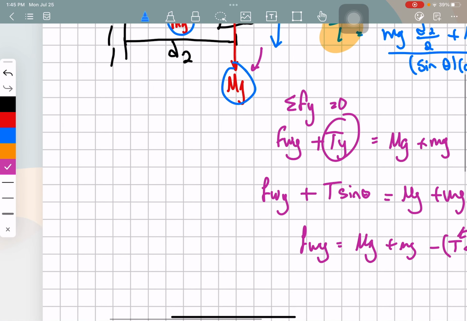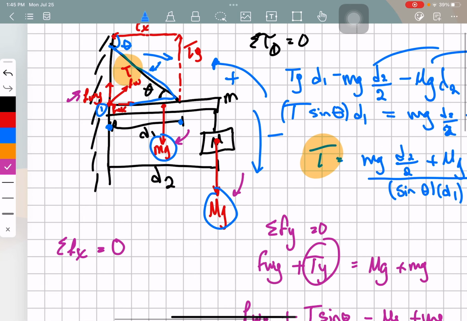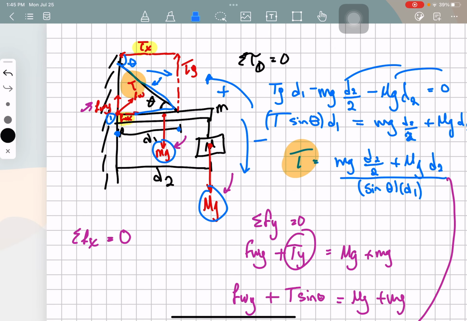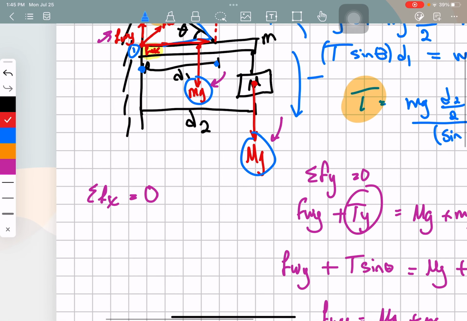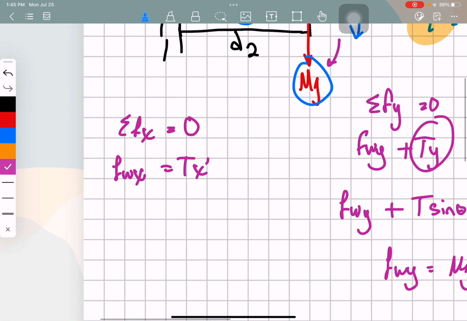Okay, the second thing that I could do is find all the forces acting in the x direction, which are equal to 0. So I could say the only two forces acting in the x direction are this force and this one, the Tx and the Fwx. Now the Tx is technically equal to the Fwx. Okay, so these two are equal. So we know that the force from the wall, Fwx, is equal to Tx. Okay, so it's going to equal T cosine of theta.